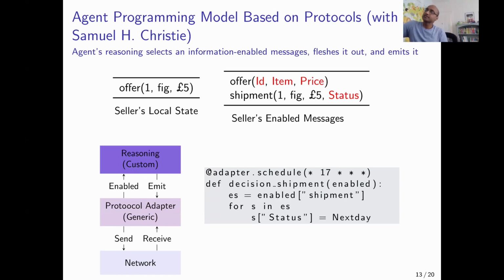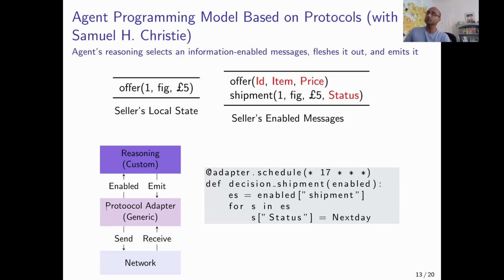So this is joint work with Samuel Christie. What we are doing is, you can think of an agent sitting on a network. It's sending and receiving messages via the network. The agent has some custom reasoning. It's applying its business logic. For example, what does it want? If it's a seller's agent, what items does it want to offer, for what price? That is that particular agent's internal reasoning. There may be one agent who's interested in figs. There may be another agent who's a seller of coffee and so on, right?